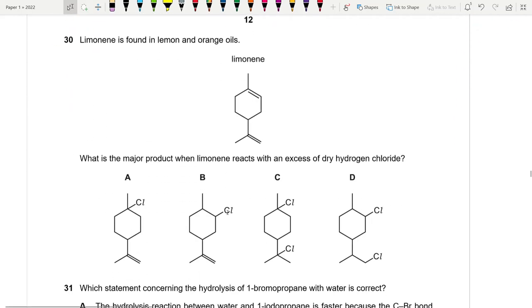30. Limonene is found in lemons and orange oils. What is the major product when limonene reacts with excess dry hydrogen chloride? Okay, so chlorine will go to the carbon with more alkyl groups, being this one, chlorine, and here it will go to this one, chlorine. So I'm looking for this compound. So 30 is actually C.